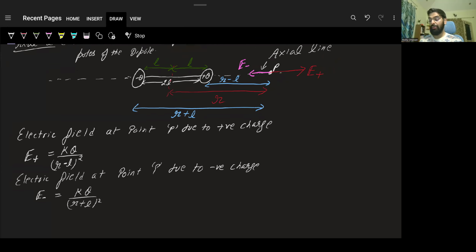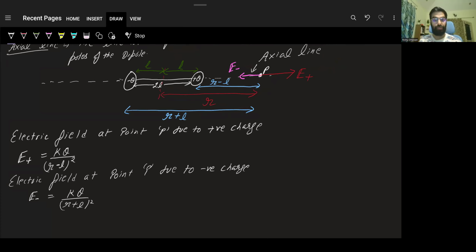Someone may ask, sir, why are you not taking Q as negative for the negative charge? We are not taking the sign of the charge because I am not putting vectors in the formula. If I put vectors, then I have to consider the sign of the charge. But I am considering the magnitude of the electric field, so it will remain positive. That's why I'm not using the sign of the charge. And one more thing: if we are considering the direction, then we don't need to worry about the charge.